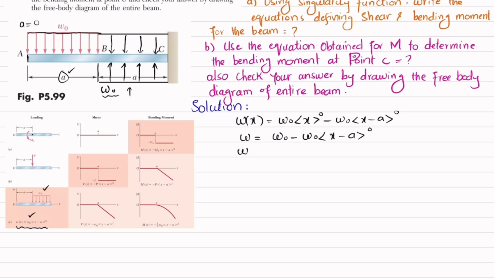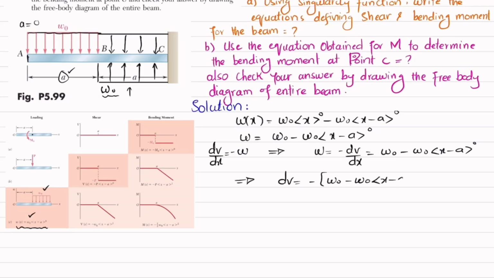And we know that dV over dx is equal to minus w. So from here, w will be equal to minus dV over dx. So we will put the value of w, which is W naught minus W naught into x minus a power 0. So what we will get is that dV is equal to minus W naught into x minus a power 0 into dx, and if we integrate it on both sides, we will get shear force V equal to minus W naught x plus W naught into x minus a power 1, which will be the shear equation. This is equation number 1.